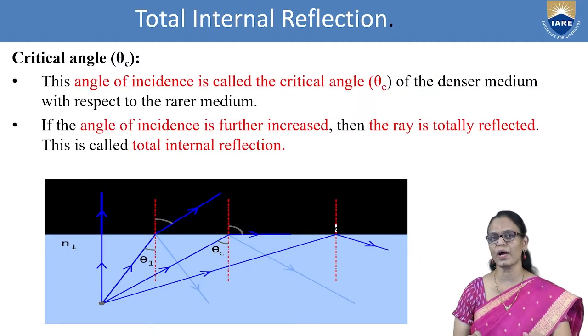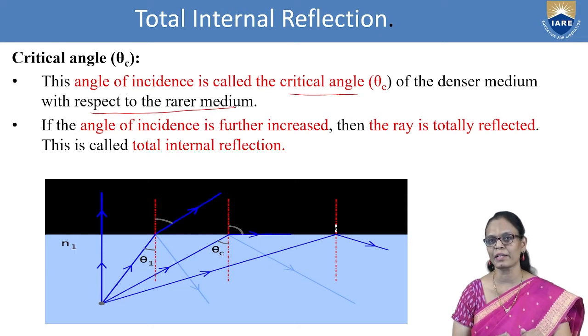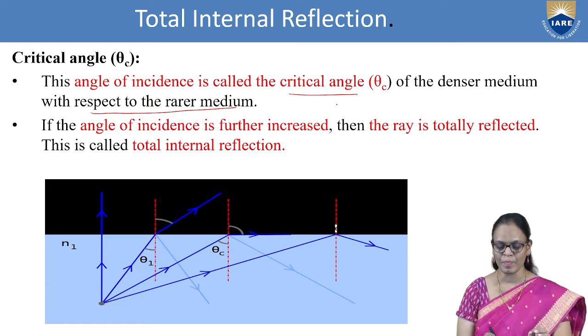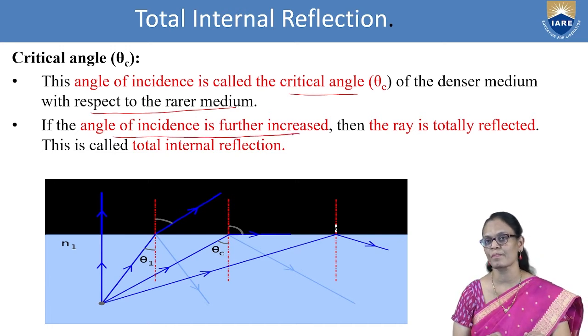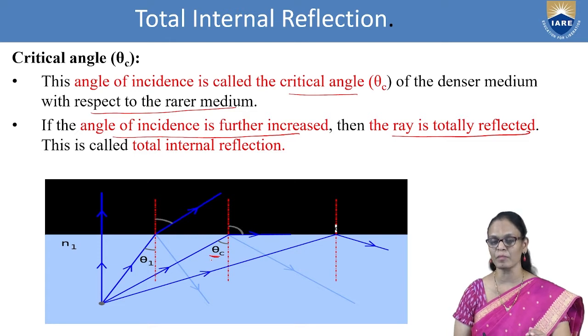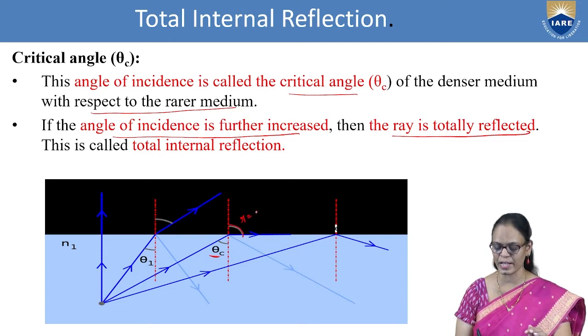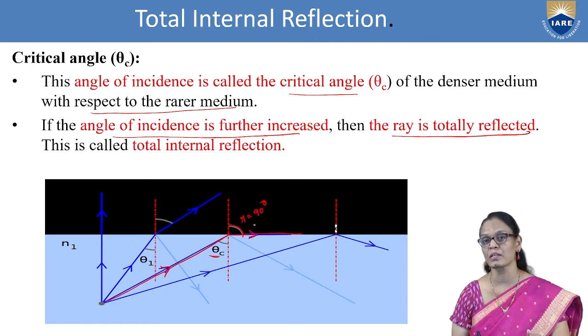Now, let us define what is critical angle. The angle of incidence is called the critical angle of the denser medium with respect to the rarer medium. Means the angle of incidence at which the angle of refraction is 90 degree, we call it as a critical angle. And as the angle of incidence is increased, the ray is totally reflected. Means even after achieving critical angle, so this is the critical angle at which the angle of refraction is 90. Means if this is the ray that is incident, this is the ray that is refracted. So the angle of refraction is 90.